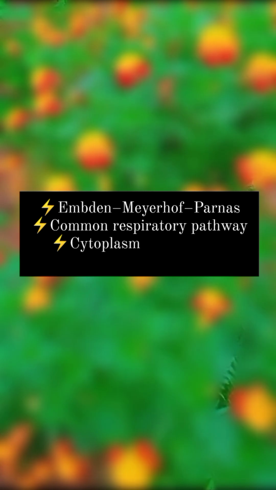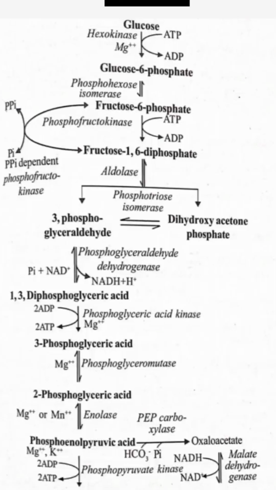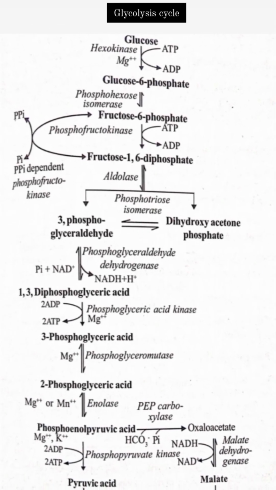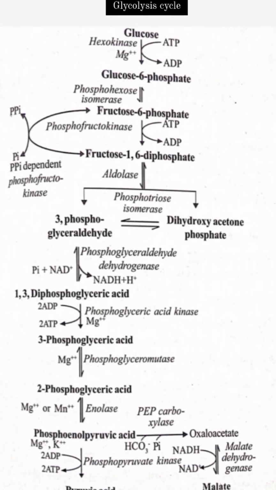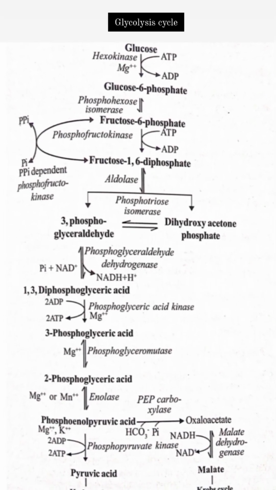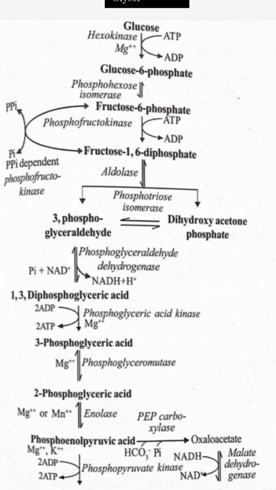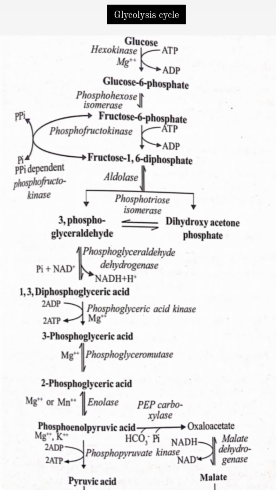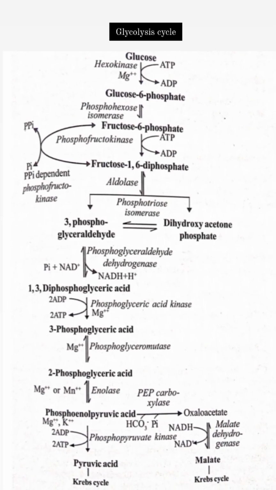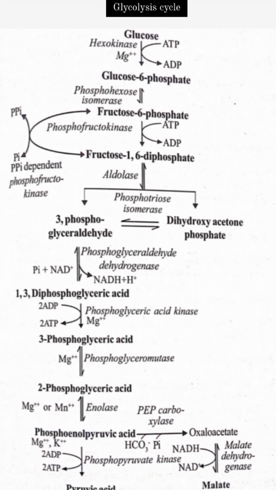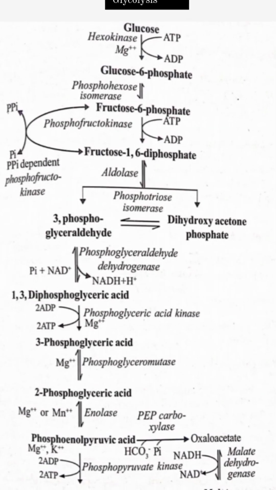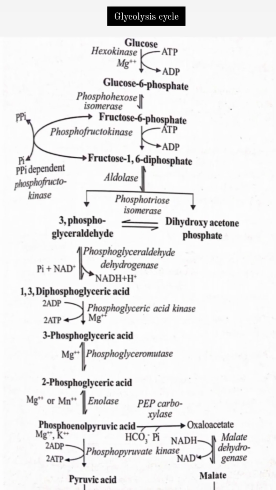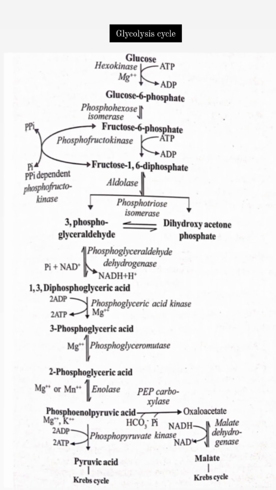Next, we see the glycolysis steps. The first step is glucose reacts with ATP to form glucose 6 phosphate. This reaction is catalyzed by the enzyme hexokinase, and it requires Mg++ as a cofactor. So this is the first step.